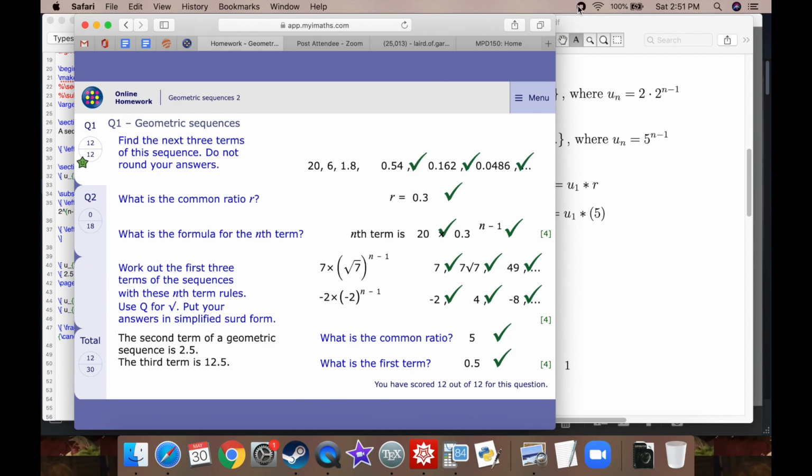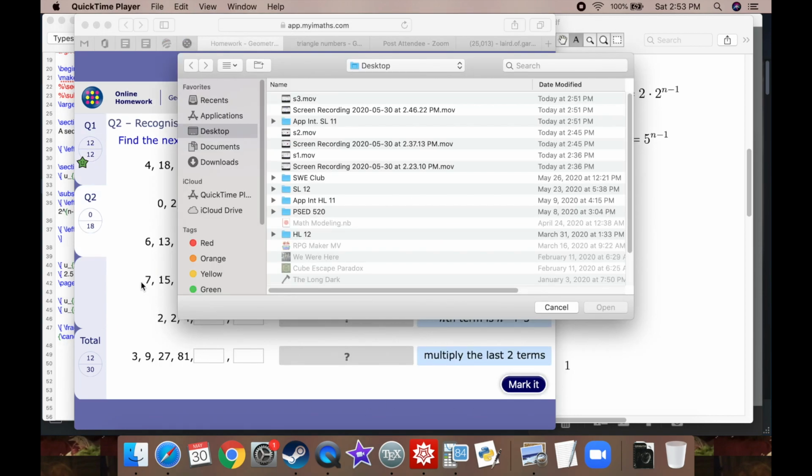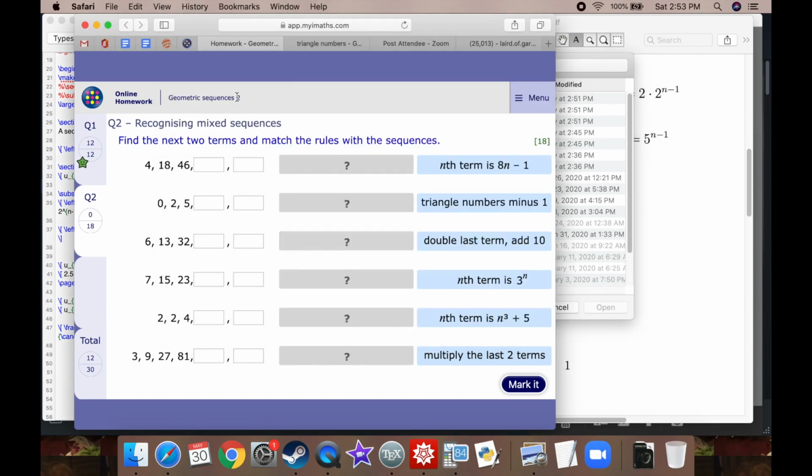Nice, piece of cake. All right, and moving on to question 2 for geometric sequences 2. Find the next two terms and match the rules with the sequences. Now, as you can clearly see, it's not geometric sequences per se anymore. It says recognizing mixed sequences, so it's going to have some fancy terms, in other words. I recommend starting with the blue numbers here and figuring out where each of these go.